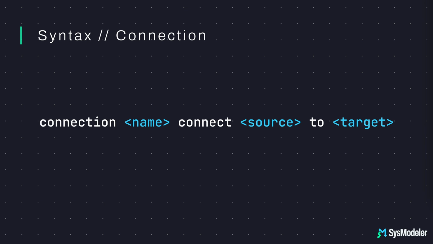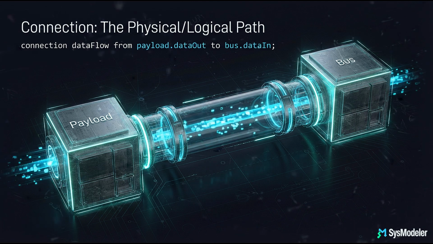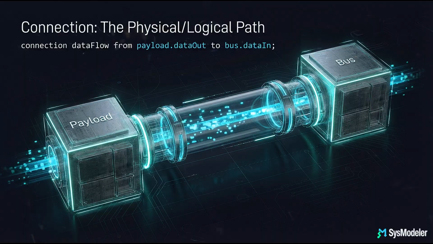This represents a physical or logical path for flow or interaction. Some examples could be a copper wire transmitting voltage, a pipe moving fluid, or a network link passing data packets.